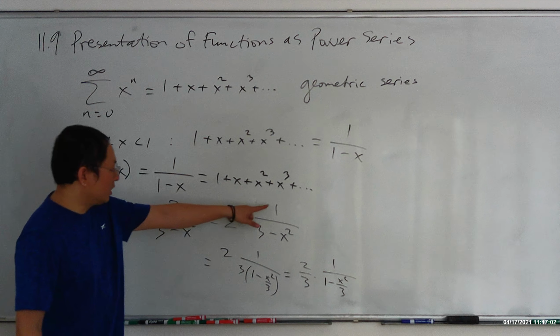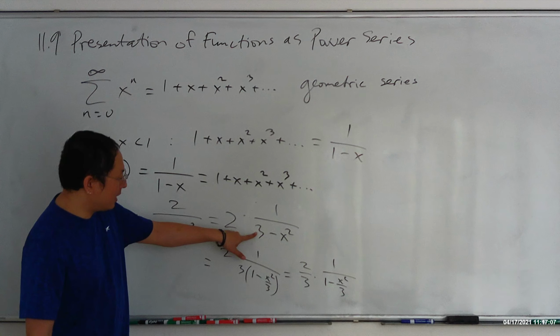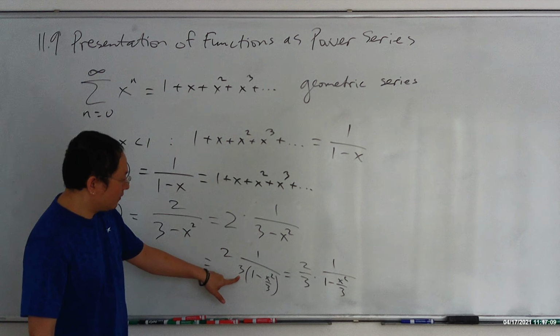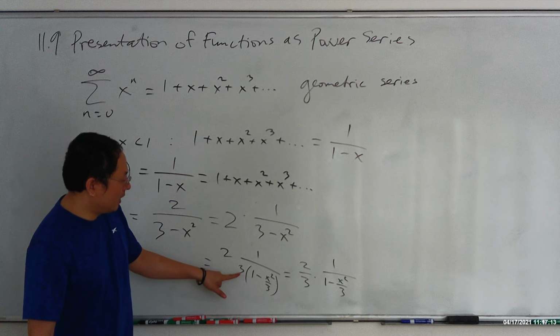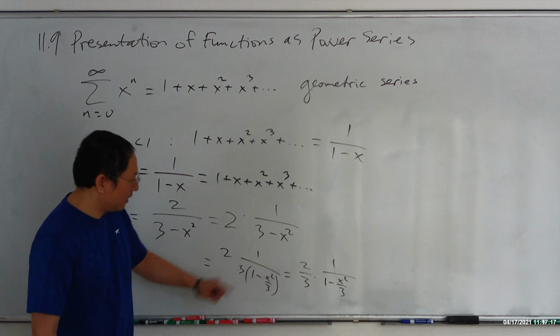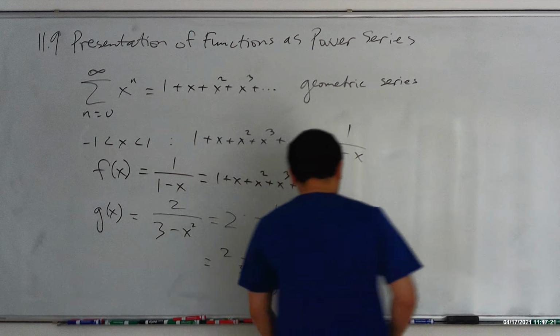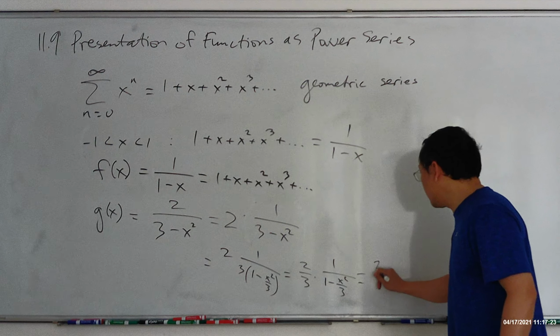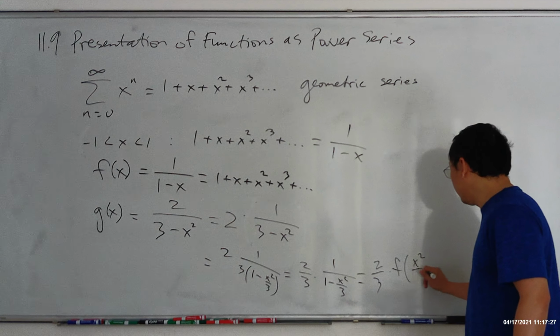Alright, I factor out the 2 from the top, so I got 2 times 1, which is 2. The bottom, I got the 3 right here, and I want to have a 1, so I just divide everything by 3. So factor out the 3, that's what I'm saying. So 3 out, you got 1 times 3 is 3, right? 3 times x squared over 3 is x squared. So what is so good about this? This is no more than 2 over 3 times f of x squared over 3.